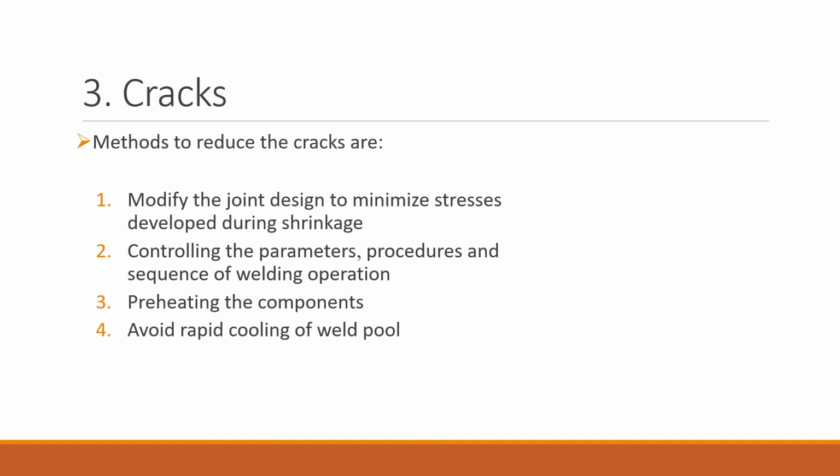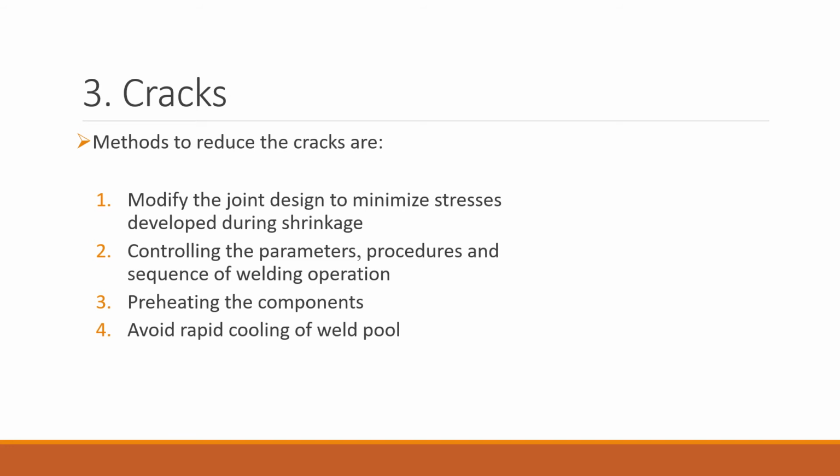The second one is to control the parameters, the procedure followed, or the sequence of the welding operation followed, etc. These all influence the heat input as well as the temperature gradient developed in the weld zone, which could, if not followed properly, result in the formation of cracks. Hence, by controlling these parameters, procedures, and the sequence, we can control the number of cracks formed within the weld zone.